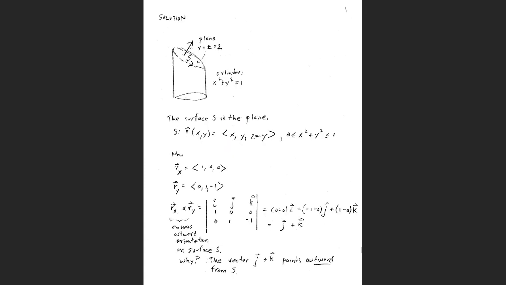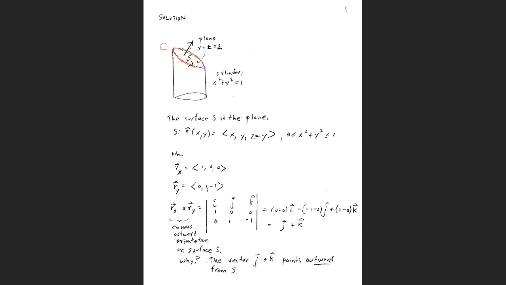So if we go into the solution here, here's a picture of the cylinder and the plane, and the intersection, of course, is this curve right here. This is the curve C, and it has this positive orientation. That means if you were to walk along this curve, the surface that the curve encloses would be on your left. That's called positive orientation. So if we apply Stokes' theorem as is, we're assuming positive orientation of the curve.